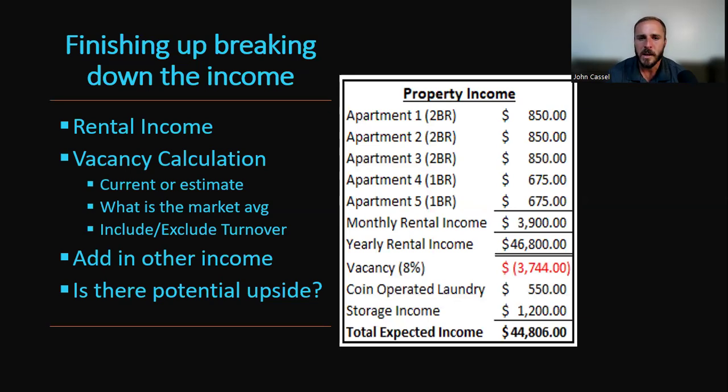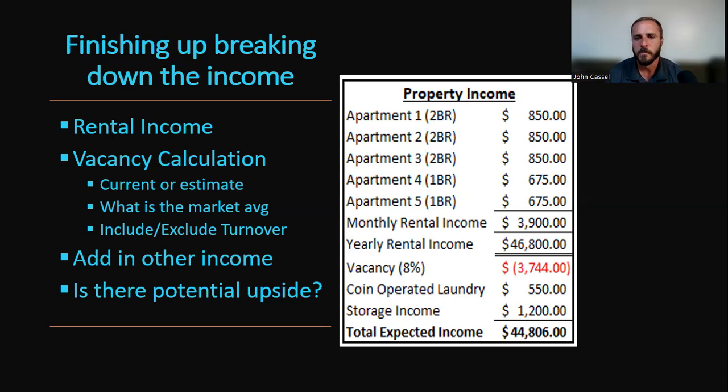So if you want to break down the income, this is the best way to do it. You're going to list out all your apartments and the rents, get a monthly rental income, then annualize that by multiplying it by 12, and take the vacancy rate off. The vacancy rate is basically the times that you're not going to be renting out that unit. People move, and then it takes time to put a new tenant in that place.